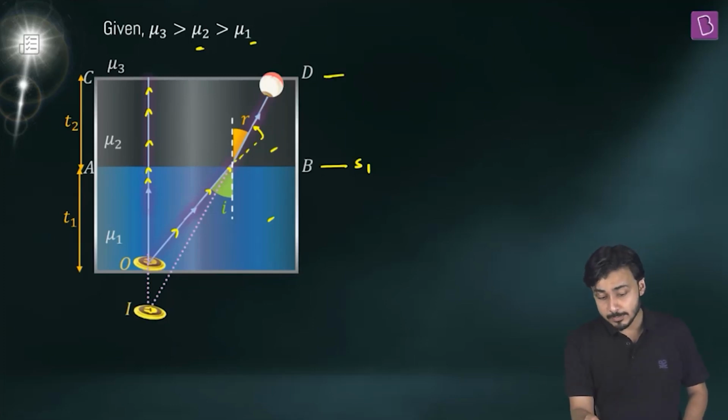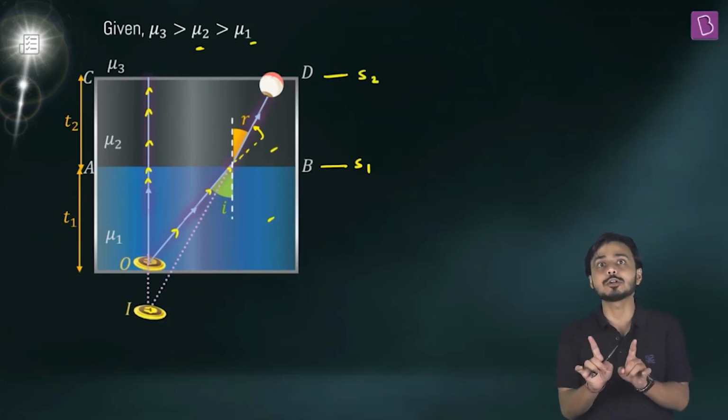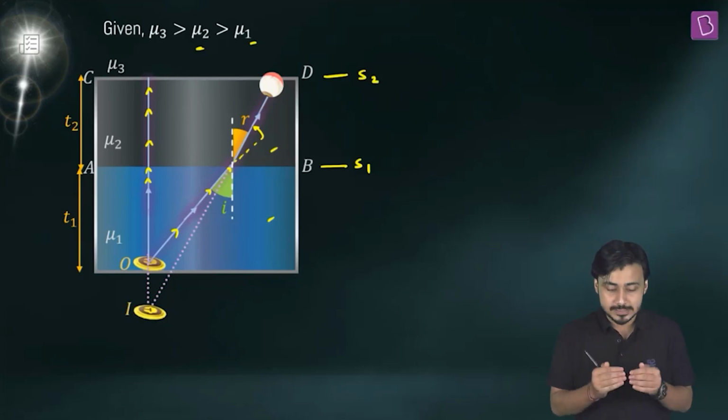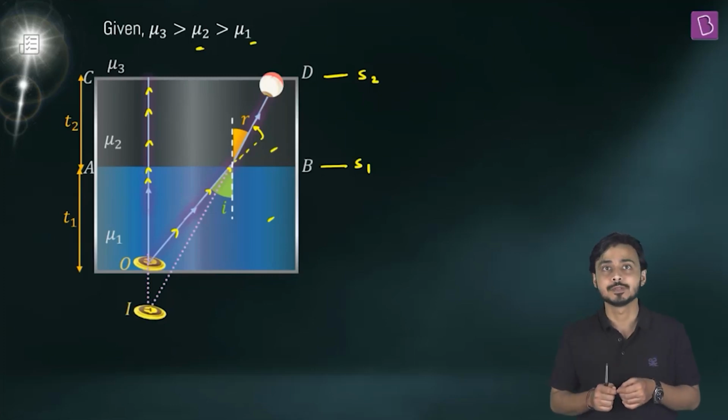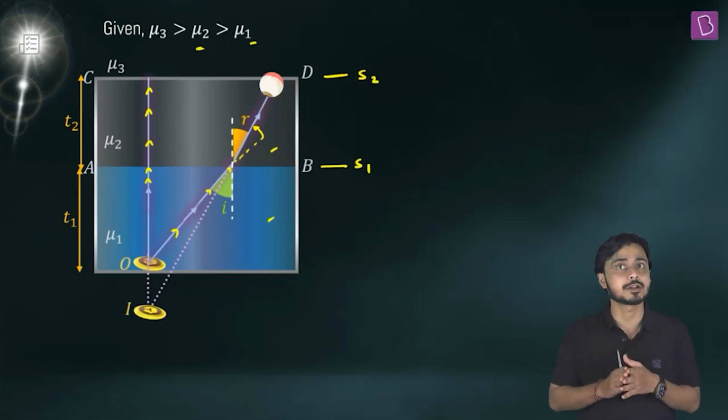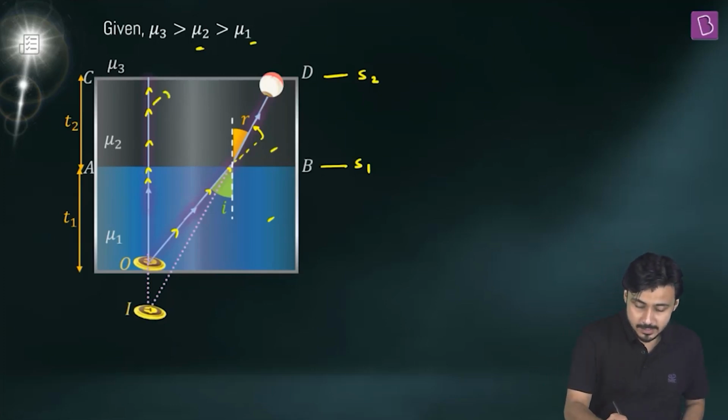This is before the refraction from S2. S2 does not contribute refraction here. Why is surface CD not responsible for the refraction? Because the observer is just before CD. So before the second refraction, the ray will be captured by the observer. Now this is refracted ray 1 and this is refracted ray 2.